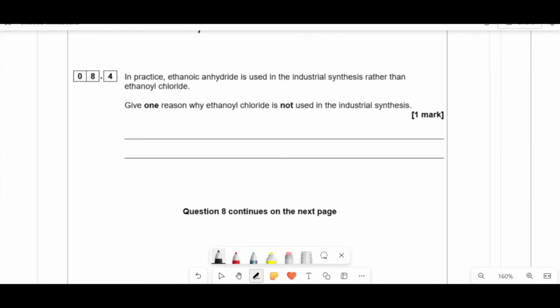In practice, ethanoic anhydride is used in the industrial synthesis versus ethanoyl chloride. Give one reason why. It is because it is dangerous to use. It reacts way too violently. As well as that, you could say it's explosive, you could say it reacts violently, and you could say it forms a strong acid because it makes HCl, it's vulnerable to hydrolysis, all kinds of things, but it's just dangerous.